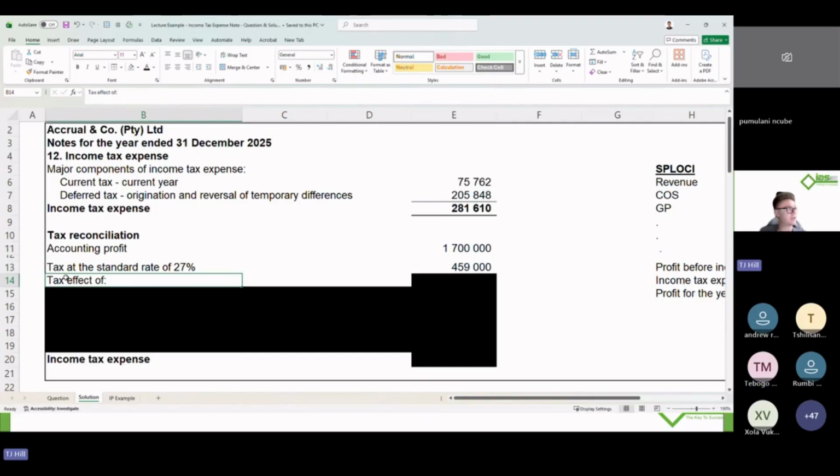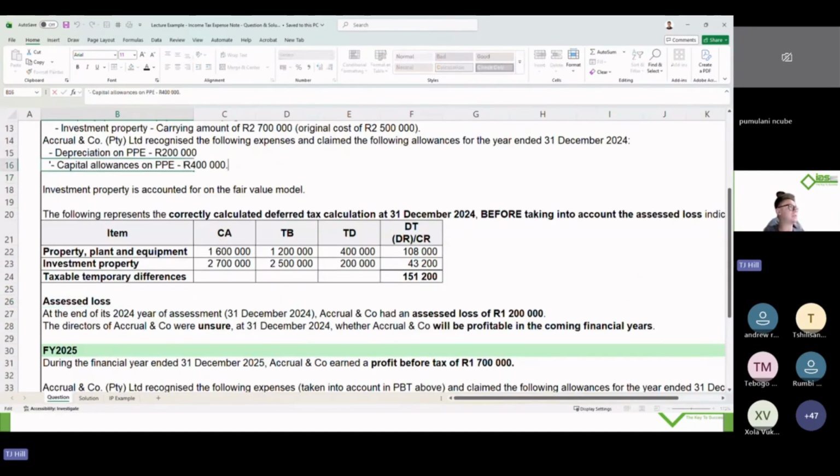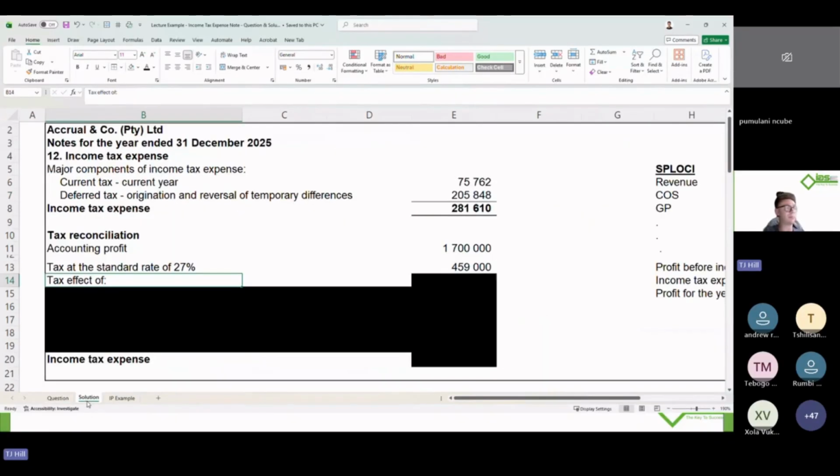Okay. Before I continue in that part, I have a question here. The 5% allowance was only on PPE. In this scenario, yes. From the facts here, there were no capital allowances. They said here on the PPE, there were no capital allowances or depreciation on the investment property in this example.